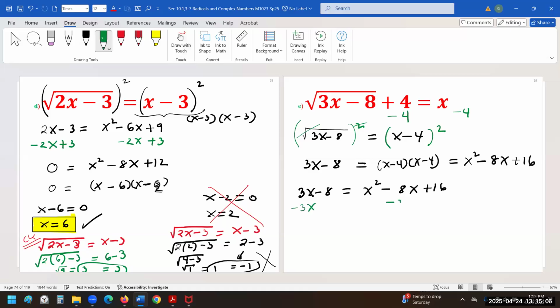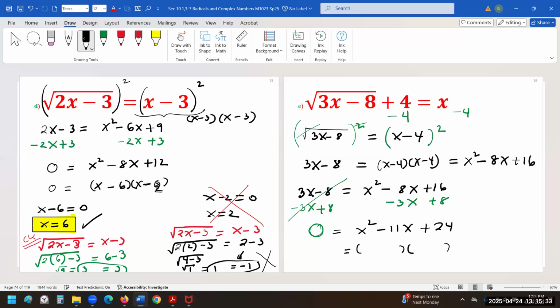Minus 3x, minus 3x, plus 8. We want to have 0, so everything cancels out on the left. And what do you have on the right? x squared minus 11x plus how many? 24.